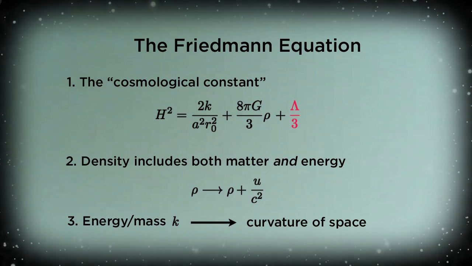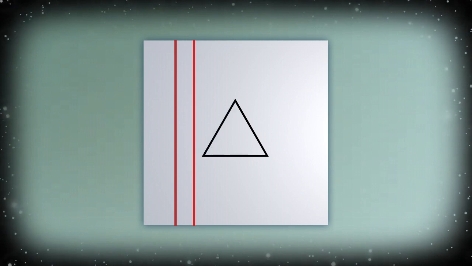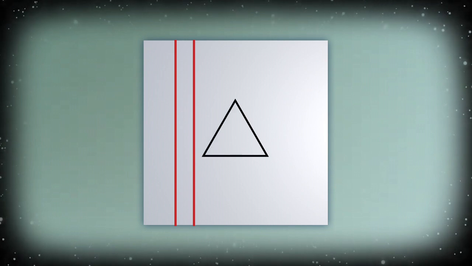The best way to understand is to imagine a two-dimensional universe. If k equals 0, then the universe is like an endless flat sheet of paper. You can do your geometry homework on it. Two parallel lines will never meet. The sum of all the angles in a triangle is 180 degrees, and so on.